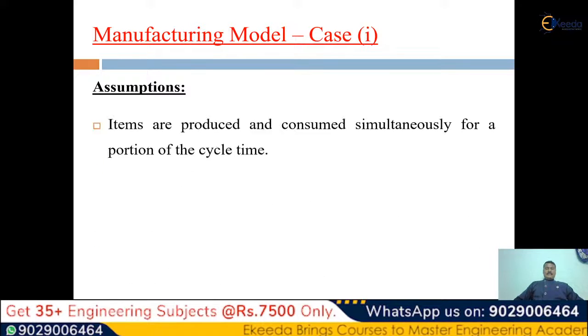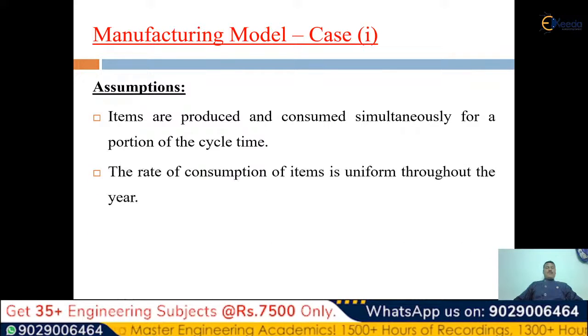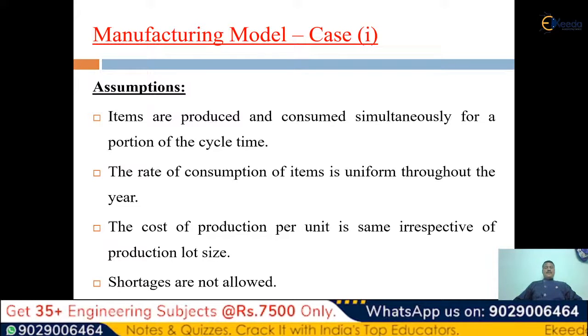Here in this case, we have the following assumptions: the items are produced and consumed simultaneously for a portion of the cycle time, not for the entire cycle time. The rate of consumption of items is uniform throughout the year. The cost of production per unit is the same irrespective of the production lot size. Even if we produce more items or fewer items, the cost of production per unit remains the same. And shortages are also not allowed here.